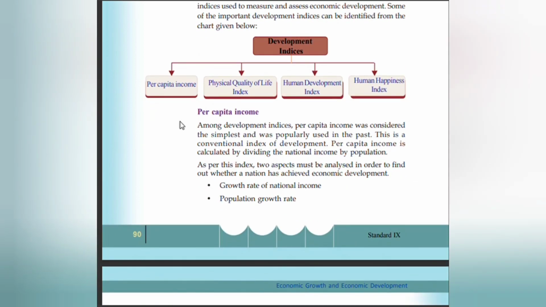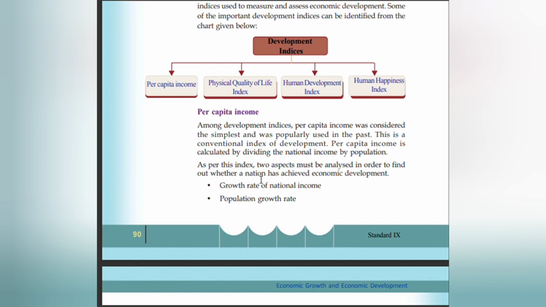Per capita income. Among development indices, per capita income was considered the simplest and was popularly used in the past. This is a conventional index of development. Per capita income is calculated by dividing the national income by the population.